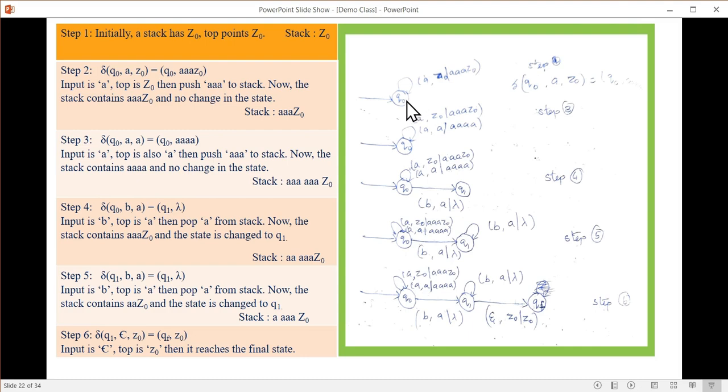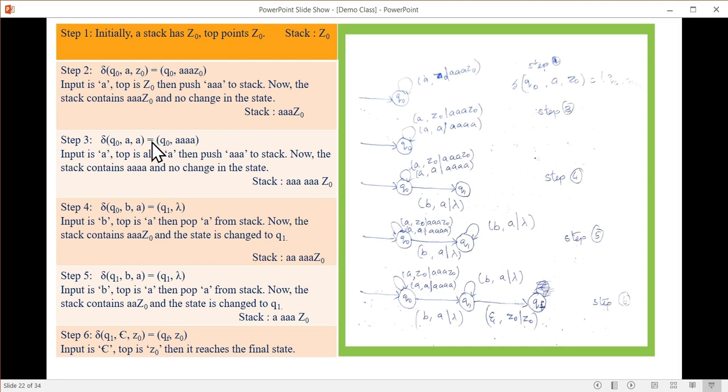It has to stay in the same state itself. The input is A, comma, the top of the stack is Z naught, then slash, we have to give some symbol, slash, then push 3A's into the stack. This is the second step.